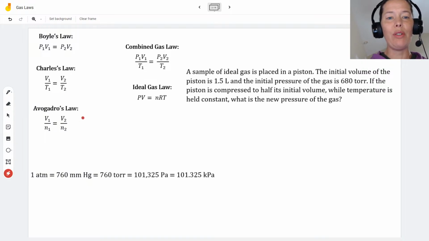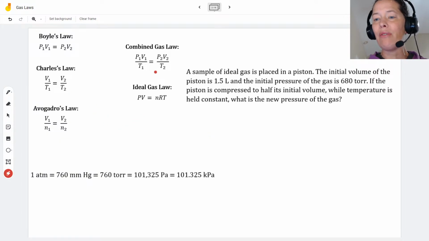All right, so first we need to decide which gas law we're going to use, because I have 5 of them up here in the upper left hand corner and I need to choose which one I'm going to use. So when I look back at the problem, I'm just going to pick out what are my variables, what is changing, and what is not changing or what is being held constant. So I have an initial volume of 1.5 liters, and then I'm compressing to half that volume. So my volume is definitely changing. So I'm going to make sure that in my gas law, I have volume as a variable.